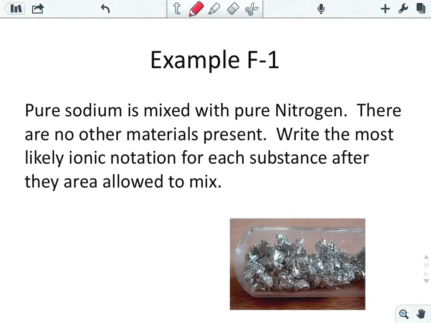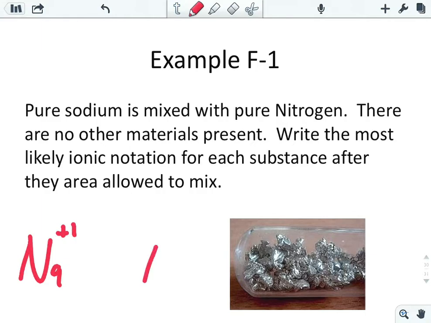So in our example, it says pure sodium is mixed with pure nitrogen. There are no other materials present. Write the most likely ionic notation for each substance after they are allowed to mix. When we're looking at sodium, and we've used that a lot, we know that sodium is going to be one of our alkali metals. It's more than likely going to give up the one electron it needs and become positive.